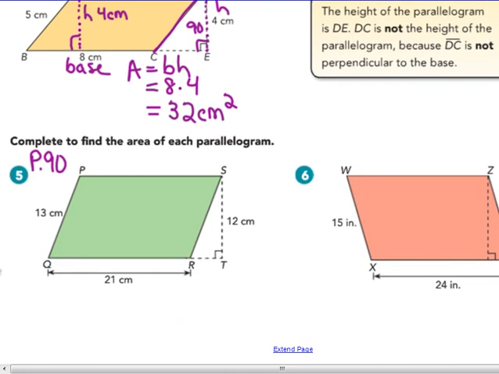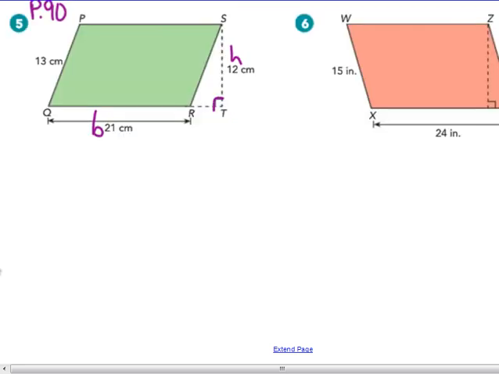Page 90 in the pink book, we have this green parallelogram. Find the area of each parallelogram. Again, this 13 and this slanted side, not my heights. My height, there's my box. My height is right here, 12, and my base is right here, 21. So area equals base times height here. 21 times 12, and 21 times 12 is 252 centimeters squared. Formula, plug in, answer, label.